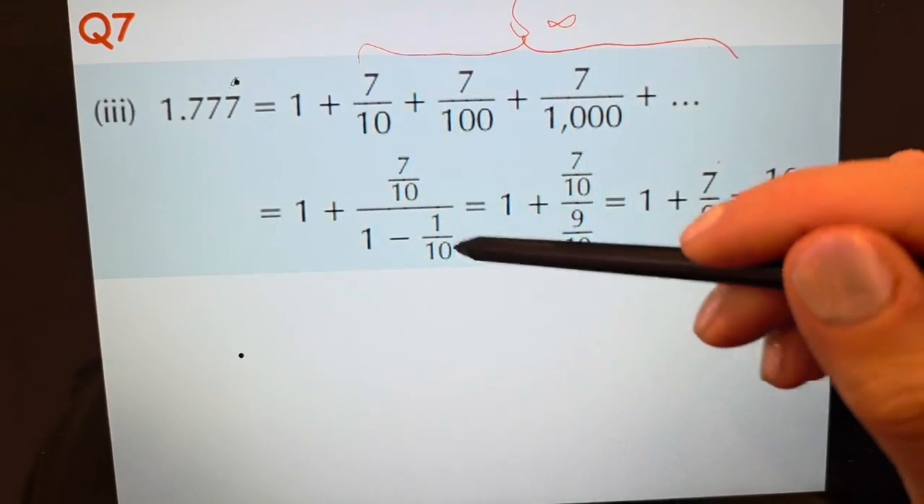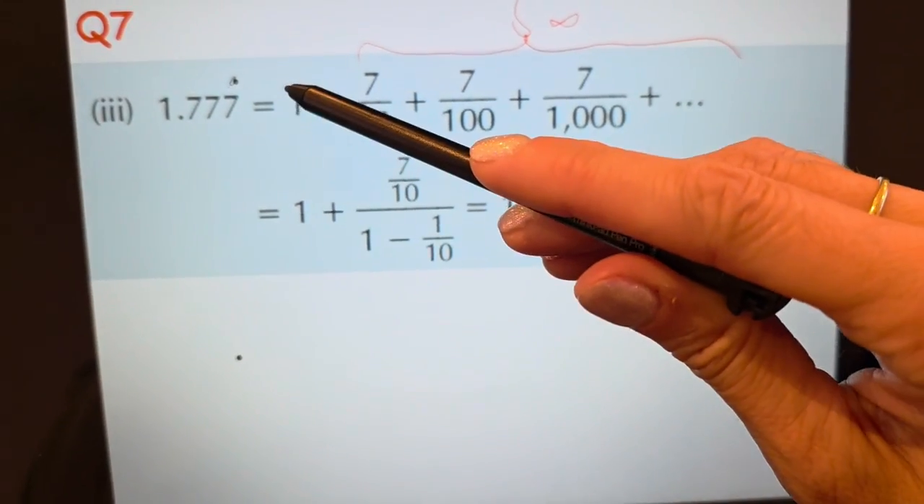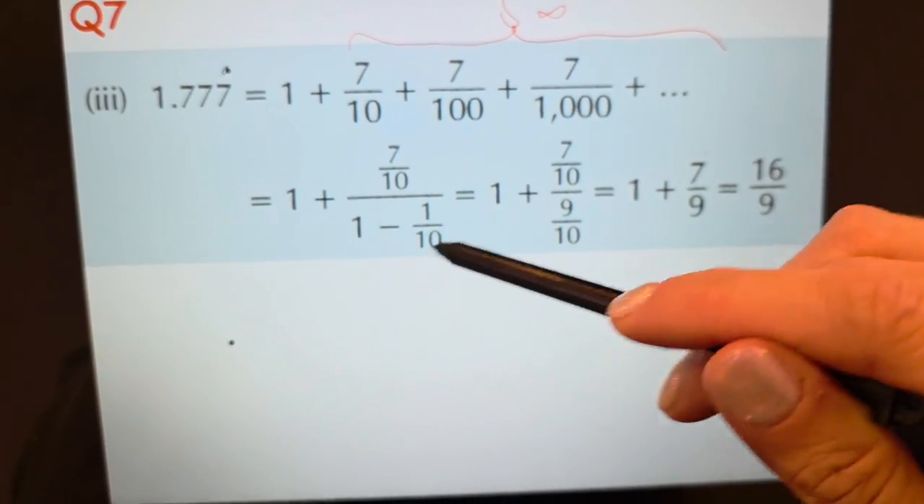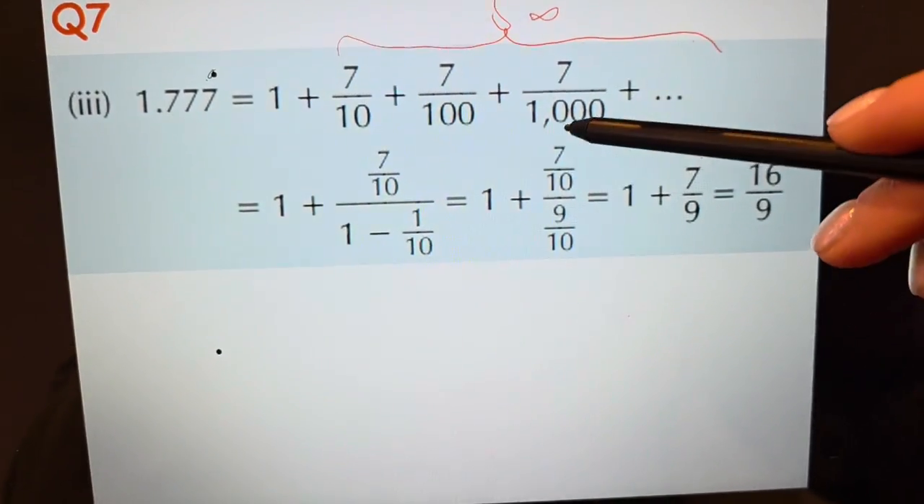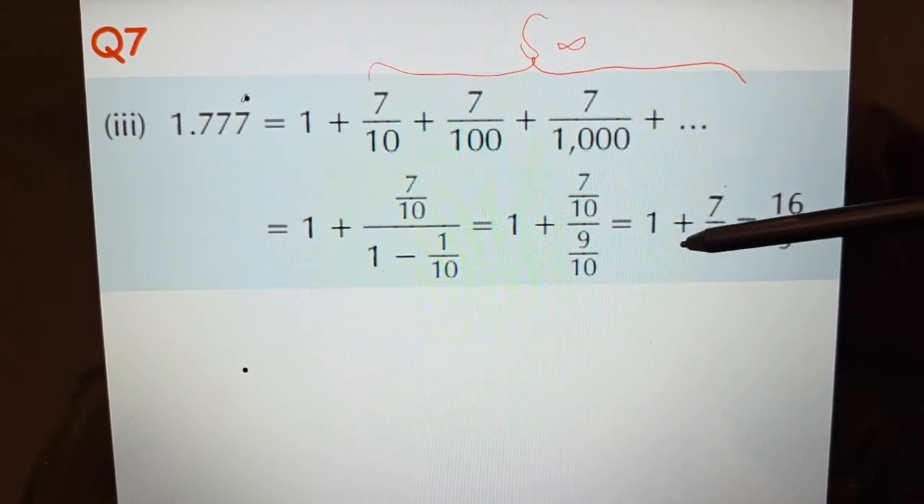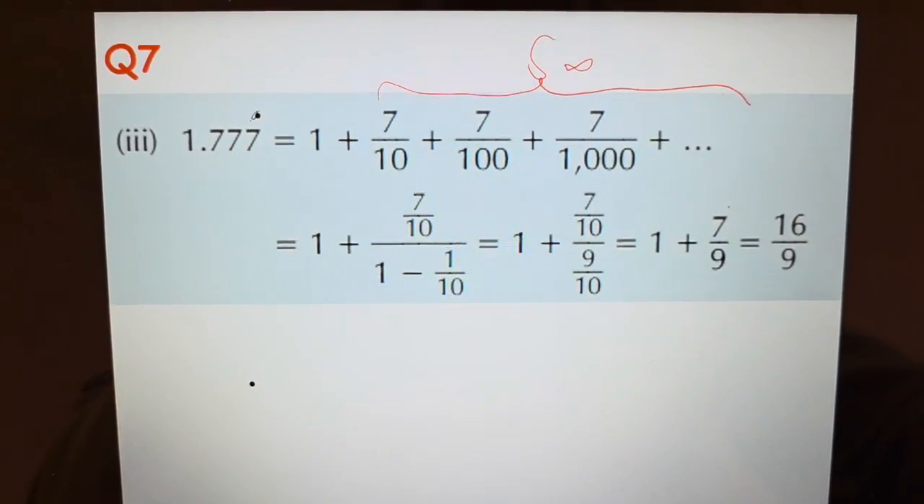You can then tidy that up. Again, don't forget about the whole unit that was here. So it's 1 plus 7/10 divided by, that becomes 9/10. 7/10 divided by 9/10 becomes 7/9, and 1 whole unit plus 7/9 would be 16/9.